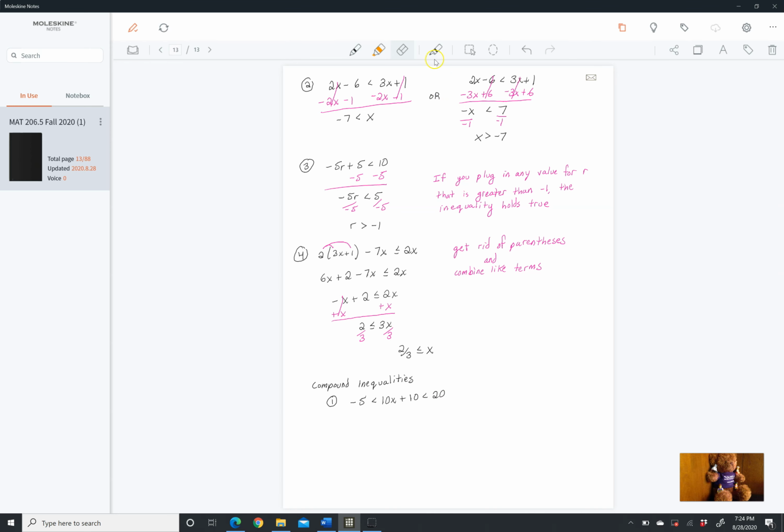So the way that you solve this is we still want to get the x by itself. So we need to get the constant out of the way here. So see how we have this plus 10? So in order to get rid of it, we're going to subtract it. But this time, what we do to one side, we have to do to all sides. So we subtract 10 from every side.